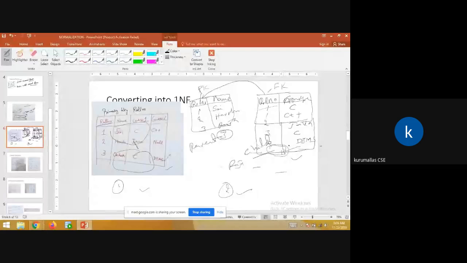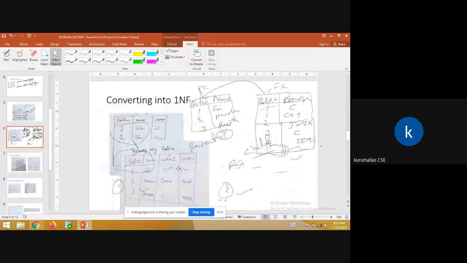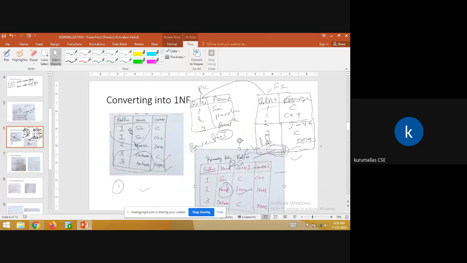Whereas in the case of the first one, this also has atomic values. Atomic values means each row should have separate values, right? This is also different. So this is about first normal form. If you observe this one, each and every row contains its own values. Even though it has duplicate values, according to first normal form, the table should not contain multi-valued attributes, right?